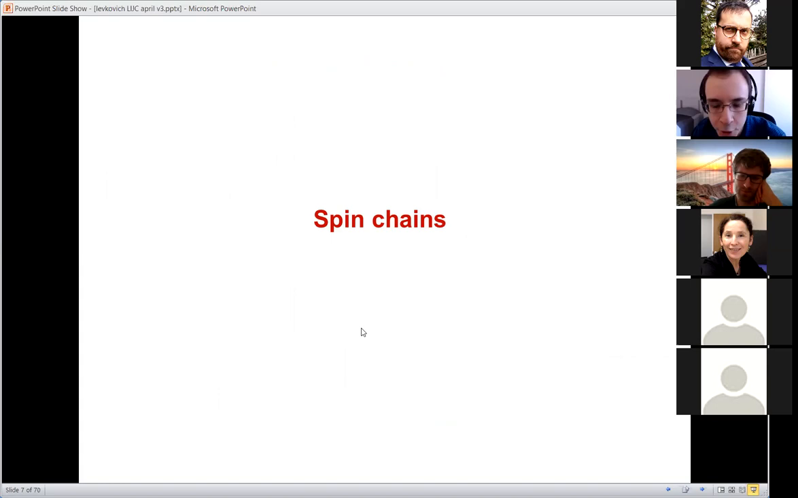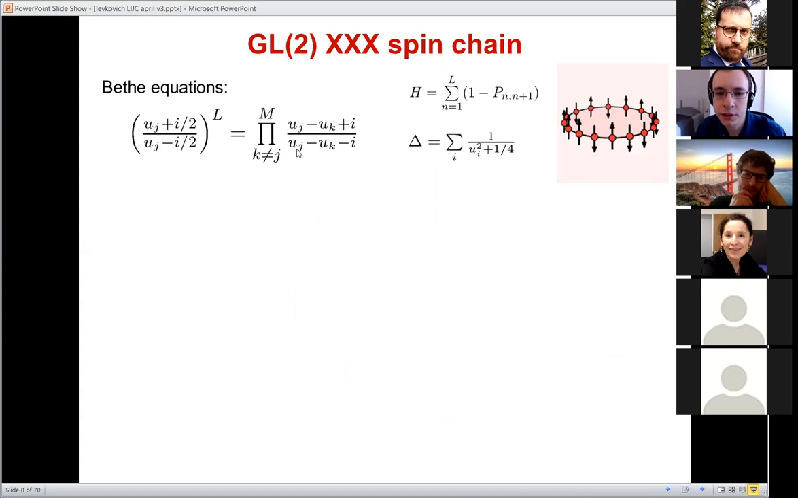The first example is the simplest Heisenberg GL(2) XXX spin chain. This is just a chain of nearest neighbor interacting spins, with this standard Hamiltonian, the sum of permutations. It is solved by the Bethe ansatz. So we have a set of Bethe equations for these u_j, which are the Bethe roots. They have some discrete set of solutions, and then the energy spectrum is found from them according to this formula.